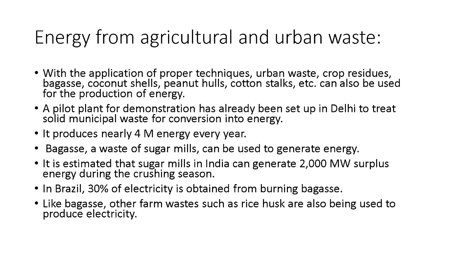Bagasse, a waste of the sugar mill, can be used to generate energy. It is estimated that sugar mills in India can generate 2000 megawatts of surplus energy during the crushing season. In Brazil, 30% of electricity is obtained by burning bagasse, that is a waste product of sugar cane. Like bagasse, other farm waste such as rice husk is also being used to produce energy in the form of electricity.